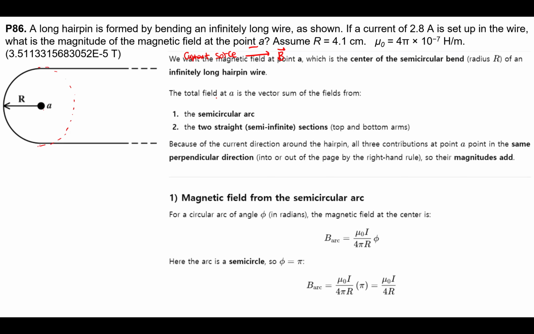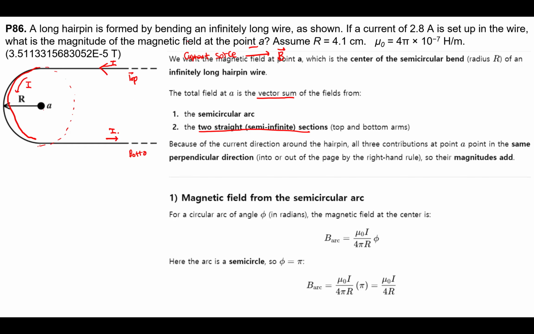So total field at A is a vector sum of the fields from the semicircular arc here from to here, and then two straight wires. Top, bottom. Note that I flows this way, so that top is from right to left, but the bottom is left to right. Okay, and then the current is in these directions.